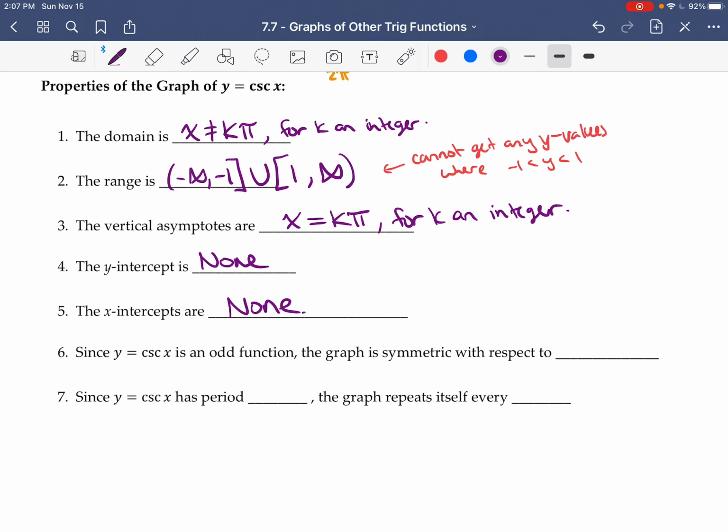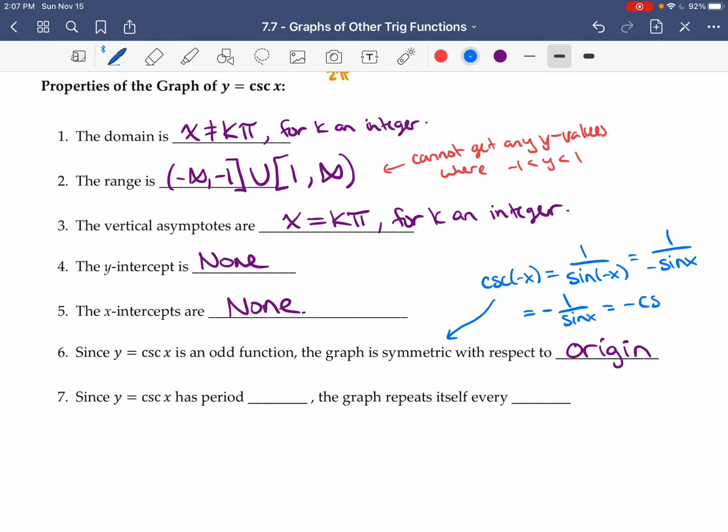Now cosecant again is an odd function, so it's symmetric with respect to the origin. That's because sine is an odd function. So cosecant of -x is 1 over sine of -x. And sine of -x is negative sine of x. So that's -1 over sine x, which is negative cosecant x. That's how we know that it's odd.